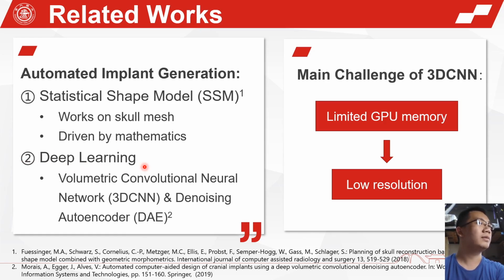For the deep learning-based methods, a combination of the volumetric convolutional neural network and the denoising autoencoder structure has been seen in a recent paper, which uses voxelized and binary-valued cranial models as input and output. However, due to the conflict between the high demand on memory for 3D data storage and the low onboard memory of contemporary GPU cards, the resolution of a 3D CNN cannot be very high, which always makes the output implant coarse.